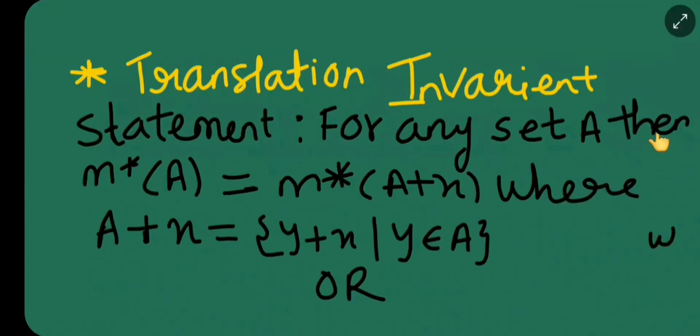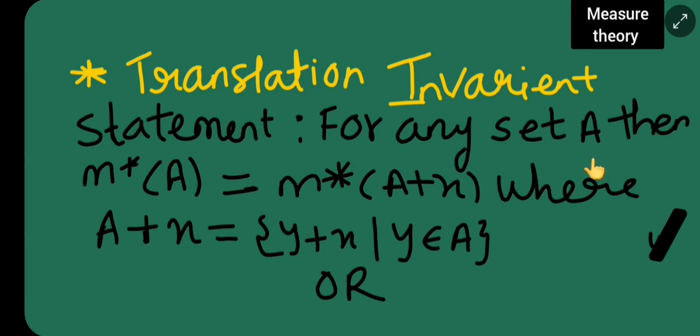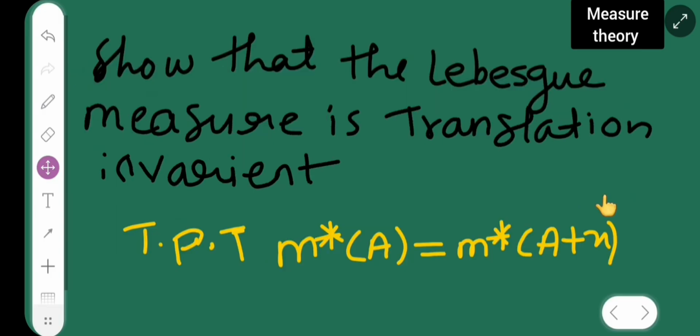Now next, I will be proving translation invariance. Let us see the statement. For any set A, M star of A, the outer measure of A, is equal to the outer measure of A plus x, where A plus x is the set of y plus x, where y belongs to A. Or it can be asked as: show that the Lebesgue measure is translation invariant. Basically what I am going to prove is that M star of A is equal to the outer measure of A plus x. So let us start with the proof.